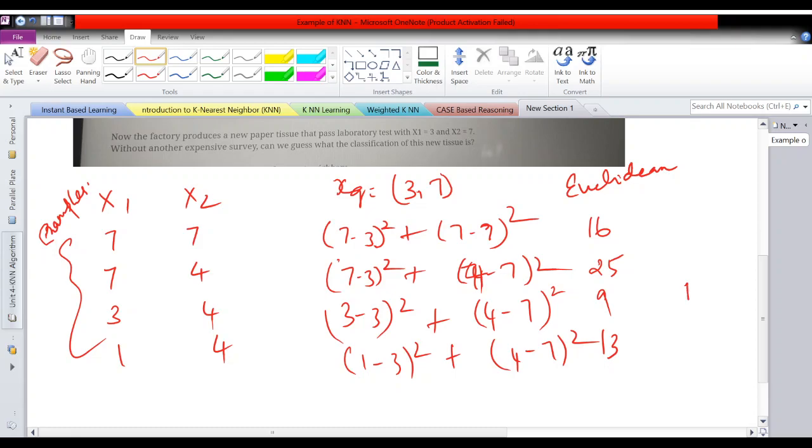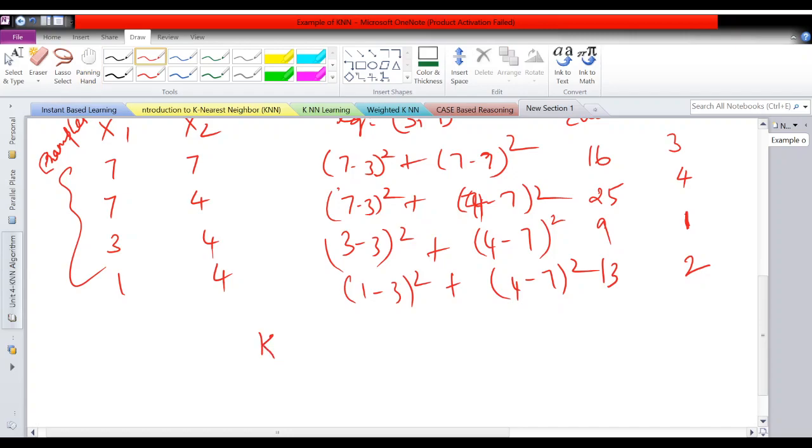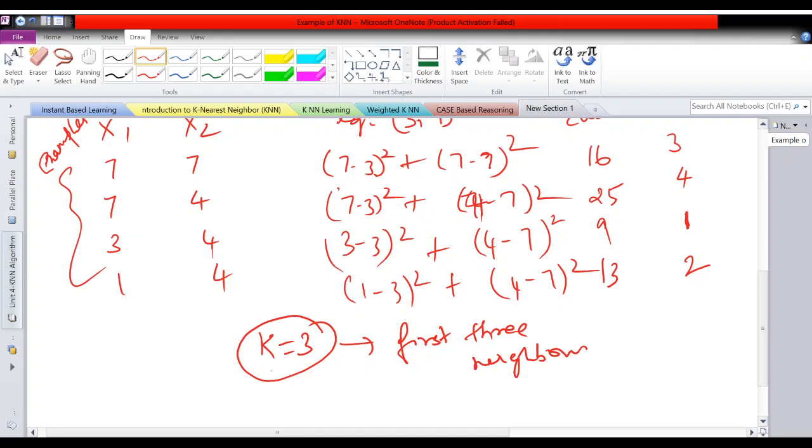So this is the nearest neighbor, this is the second nearest, this is the third nearest, and fourth nearest. And now we are going to take our hyperparameter k equal to 3, that is we are going to consider only the first three neighbors. So this is an assumption, always remember you are going for an assumption. If we take k equal to 4, then there will be a tie and you cannot go for a particular classification.